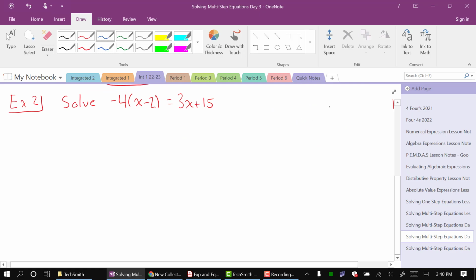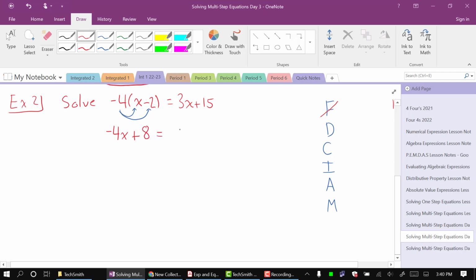So again, I'm going to use our acronym, "Friends Don't Come Into Algebra Mad." And I'm going to start off with fractions. This problem has no fraction, so I can go ahead and cross that off. Next up would be distribution. So I'm going to distribute that -4 to both the 1x and to the -2. So -4 times 1x is -4x. -4 times -2 is +8.